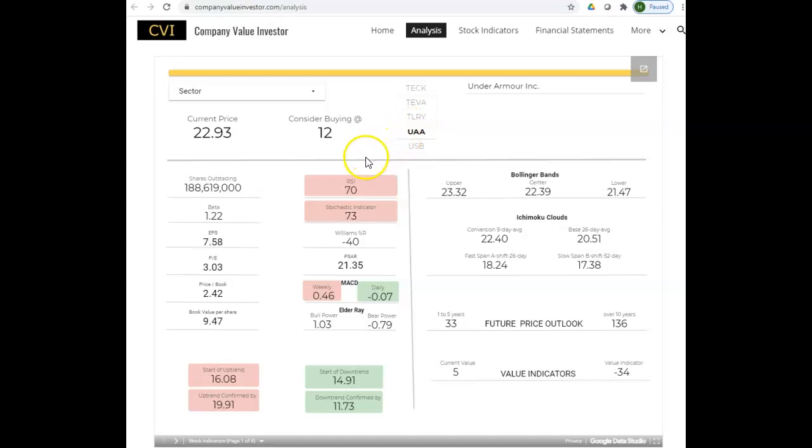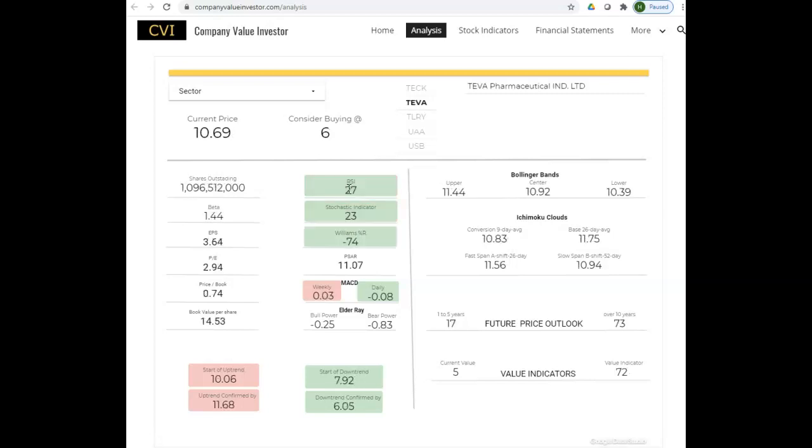The RSI has a number system from 0 to 100. Anything above 70 is overbought, and the indicator turns to a red color. Overbought means that the investors are buying the stock. Demand is high, and the price is increasing. Supply and demand. Any number below 30 is considered oversold.